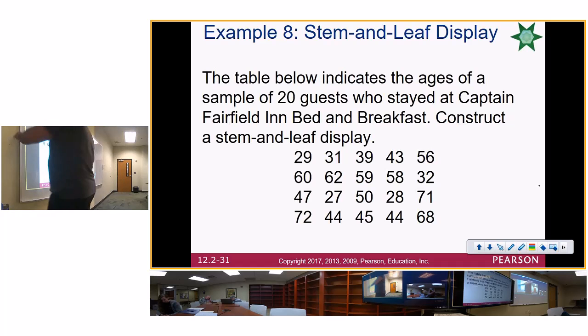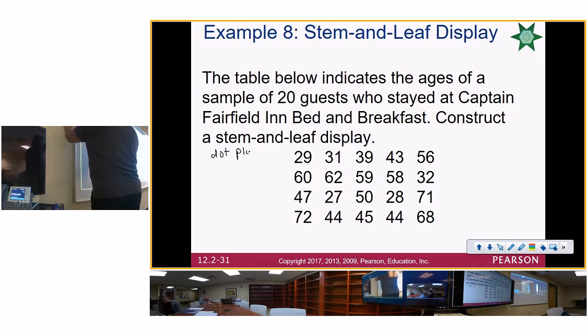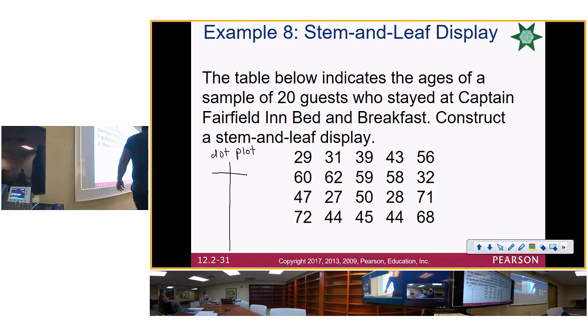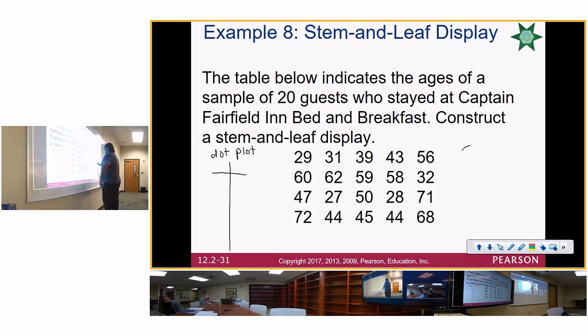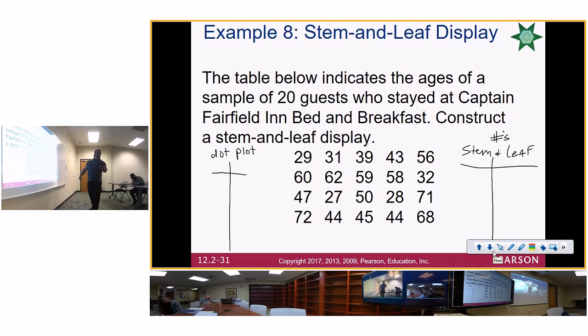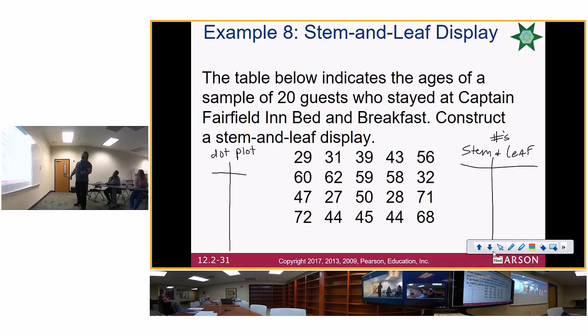One of them is called a dot plot. The other one is called a stem and leaf plot. Stem and leaf is with numbers. What do you think a dot plot is with? Dots. Okay, both of them are based on your lowest number. What is our lowest number?